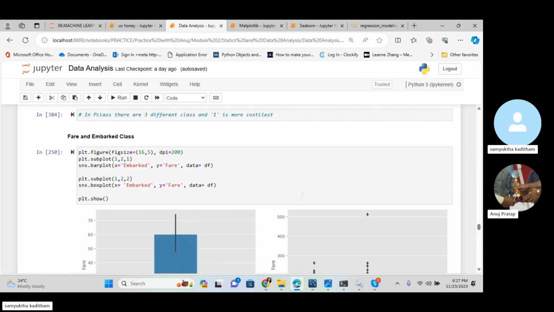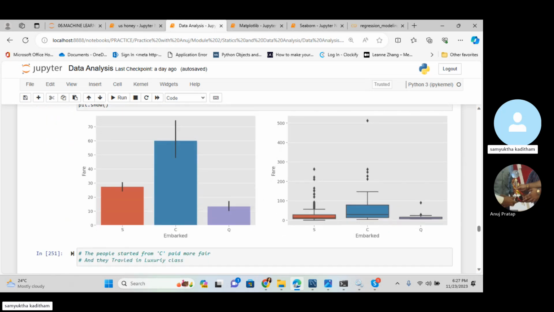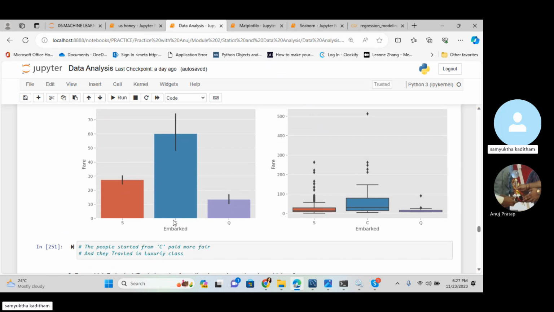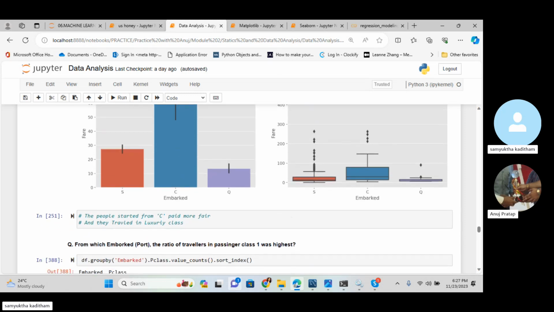Then fare and embarked. In this, we plotted the same thing with embarked. The conclusion is the people who started from C paid more fare. Embarked C passengers gave more fare. This chart is between embarked and fare. Yes, C is a costly, luxury travel class, and the survival rate is also more compared to others.